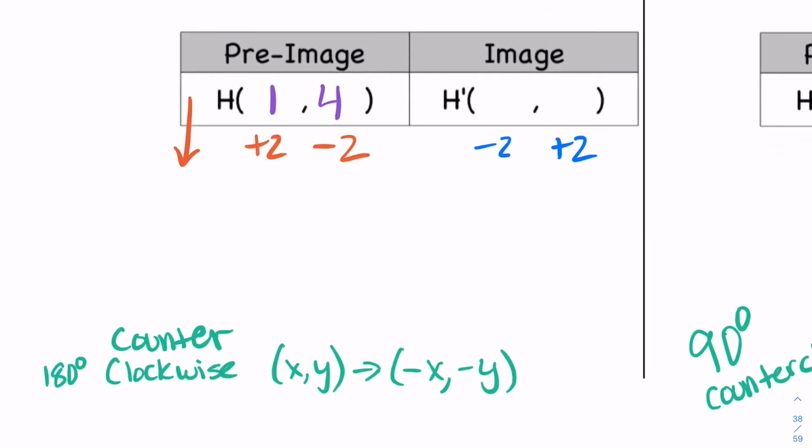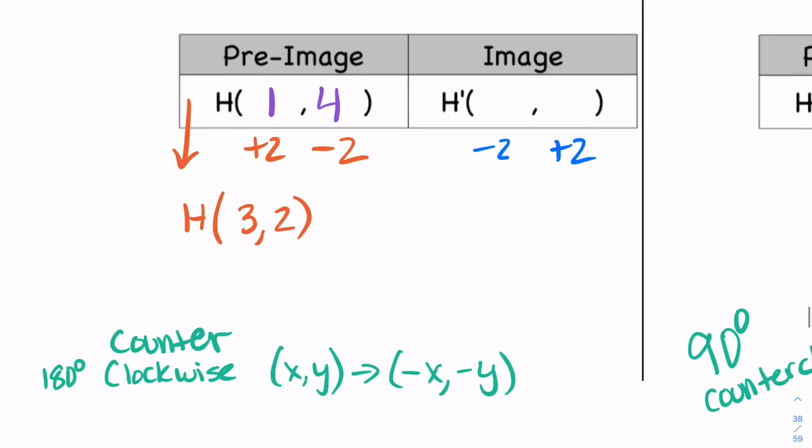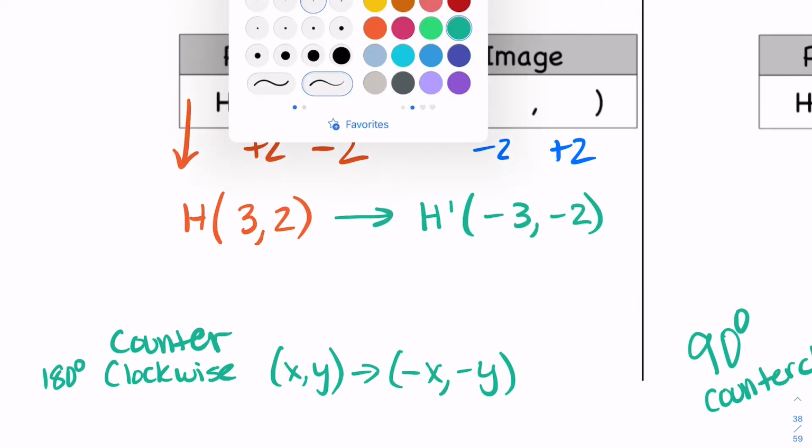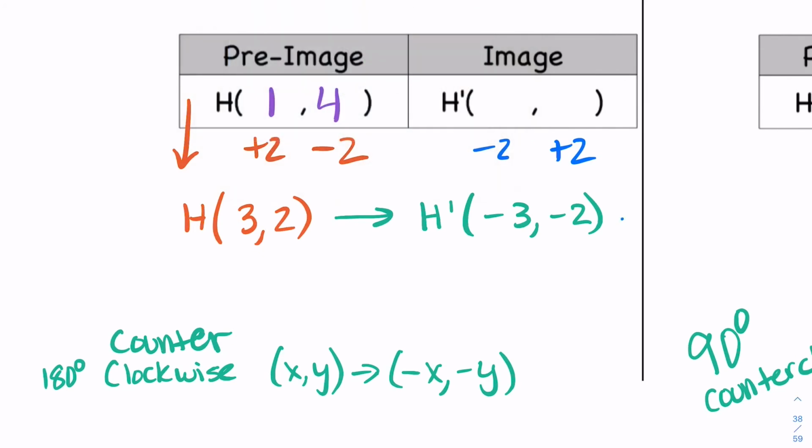So H is going to really, if I were to adjust it, it would look like 3, 2. And then what I have to do is spin it as if it was at the origin, which is opposite x, opposite y. So it's going to be negative 3, negative 2. And now the last thing I've got to do is move it back.